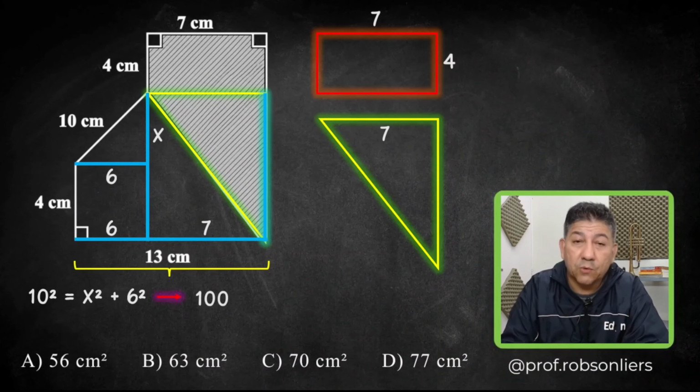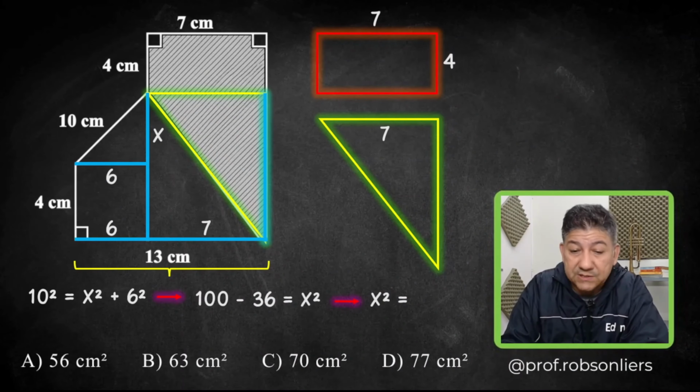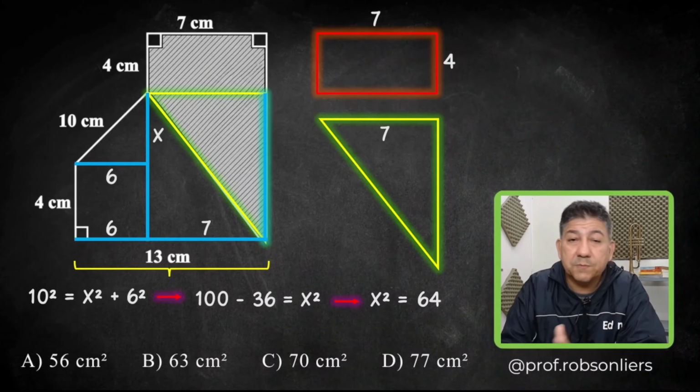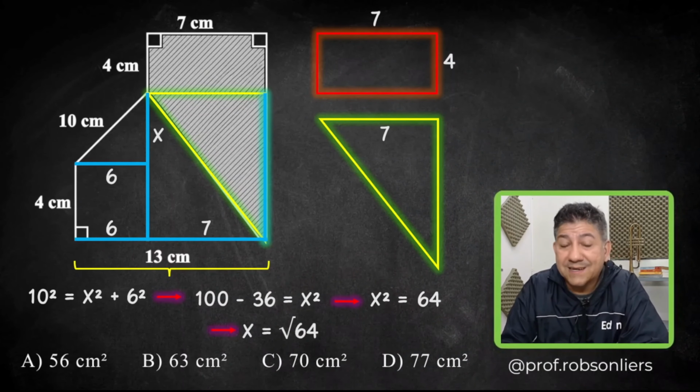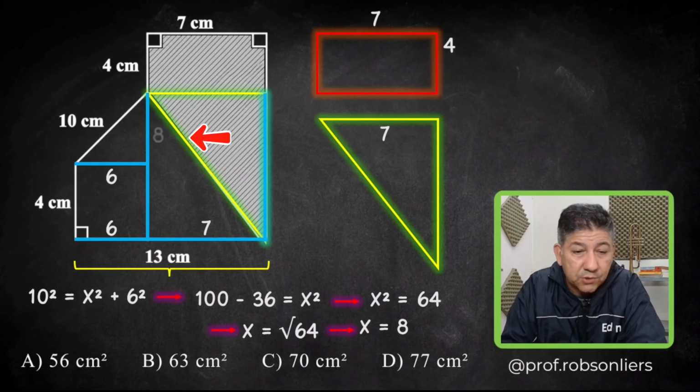I move it to the other side, subtracting 36, and that's equal to x squared. 100 minus 36 is 64. So it will be x squared equals 64. Moving the exponent to the other side as a square root, x will be equal to the square root of 64. The square root of 64 is 8. We conclude that x is equal to 8. We found the other leg of the right triangle, so let's substitute x with 8 there, okay?